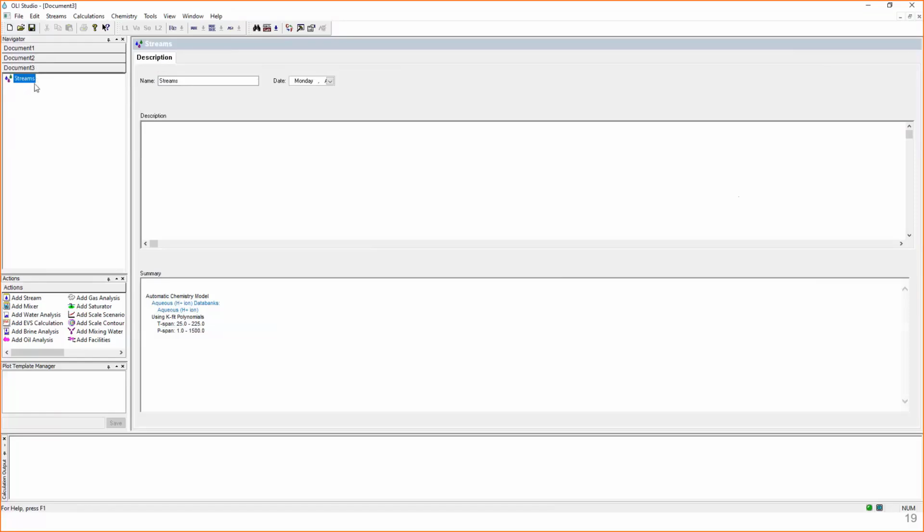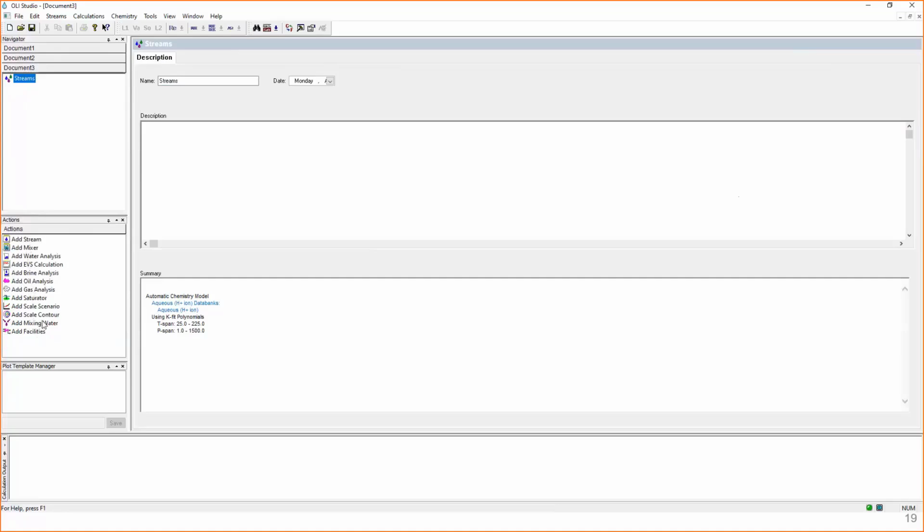Okay, anything that we start creating here in this navigator panel is any type of calculation or the definition of our chemistry. You'll see down here there is this actions panel, and this actions panel has different icons. In my case, it even has the icons for ScaleChem objects. So you'll see all of these objects, add oil analysis, all of this is ScaleChem.